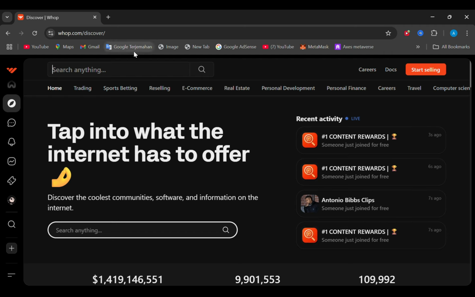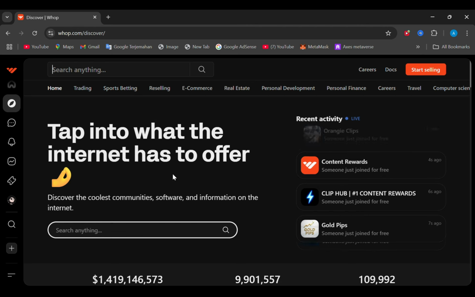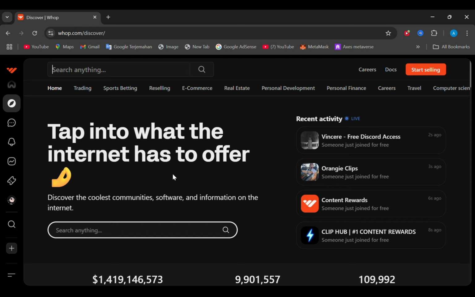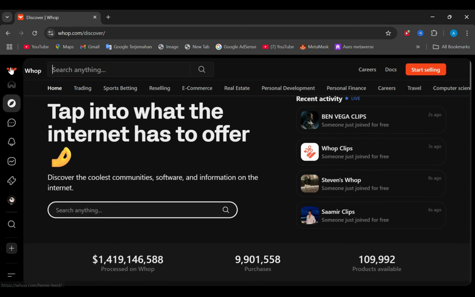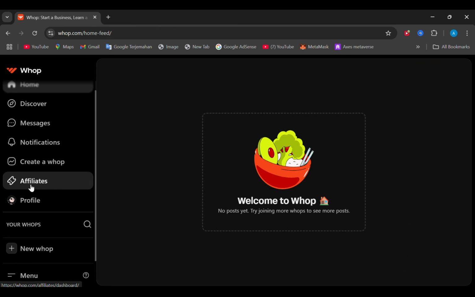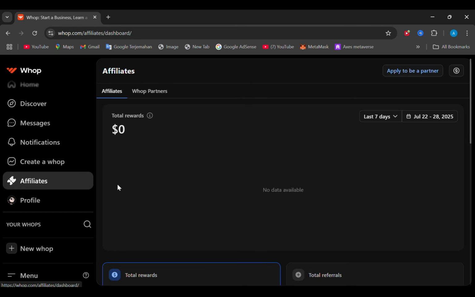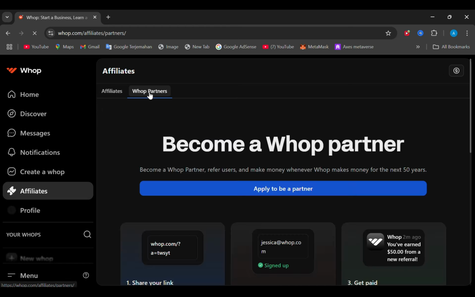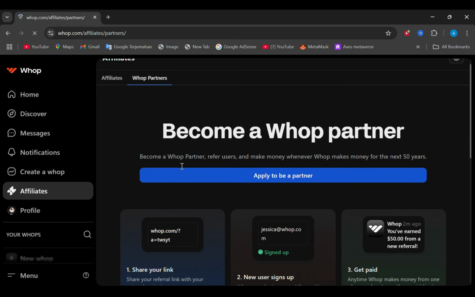First, you can go to Whop.com and make sure you have signed in. If you are not signed up yet, you can join with my link in the description or the comment. And then you can sign in. After that, you can go to your left side here, and as you can see, there's Affiliates. You can click it. And then as you can see, there is Whop Partners. You can click this one. Okay, so, Become Whop Partners.